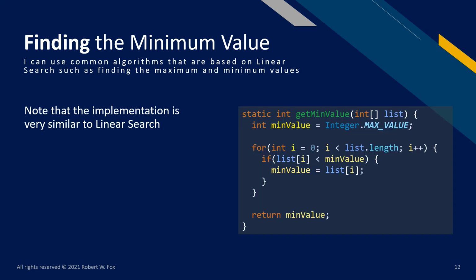Here's the code we need to write for getting the minimum value. So notice that our method returns an integer. It's called getMinValue, and we will send it the array. So just like we saw on the previous slide, we set the minimum value to a very large number, and we traverse. And each time the element in our list is smaller than the minimum value, we update the minimum value. In the end, we return the minimum value.